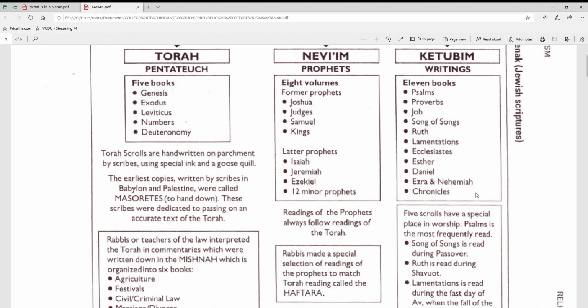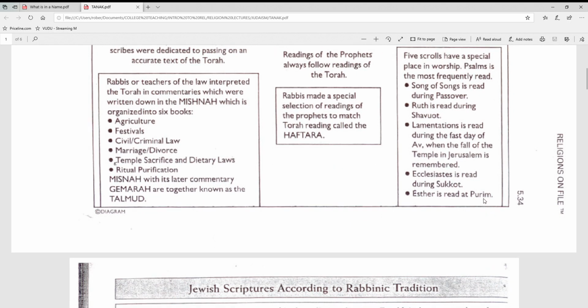5 of these books are part of the Megillot. The Megillot are like festival scrolls, 5 scrolls that are read during certain holy days in Judaism, which will be a later objective. Song of Songs is read during Passover, Ruth during Shavuot, Lamentations during the celebration to remember the temple being rebuilt, Ecclesiastes during Sukkot, and Esther during Purim itself. So those 5 are collectively called the Megillot, 5 scrolls.